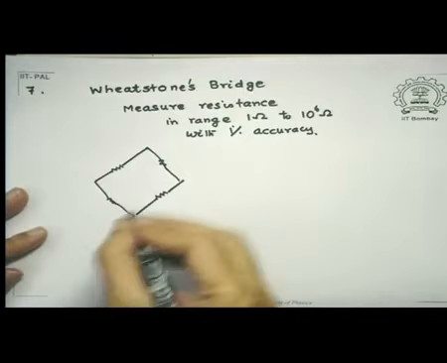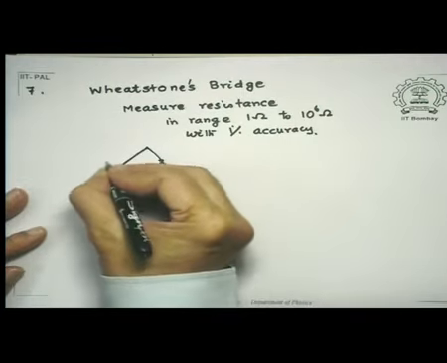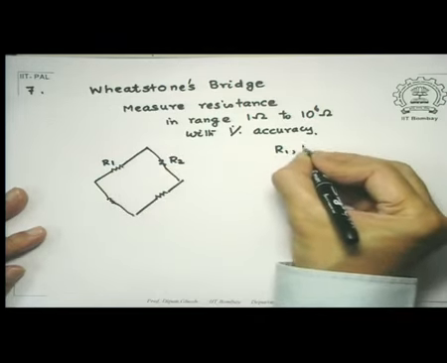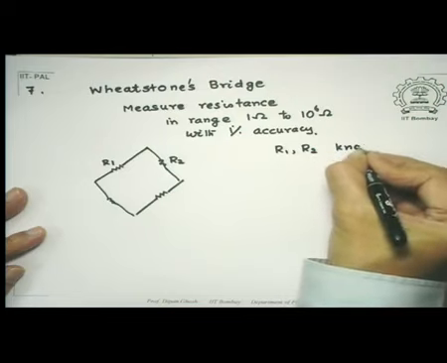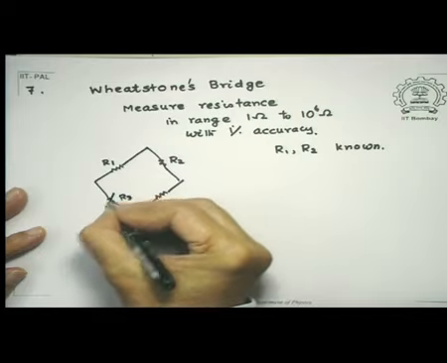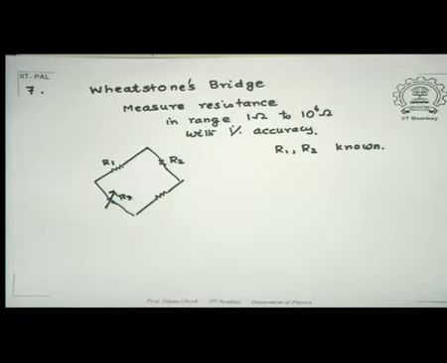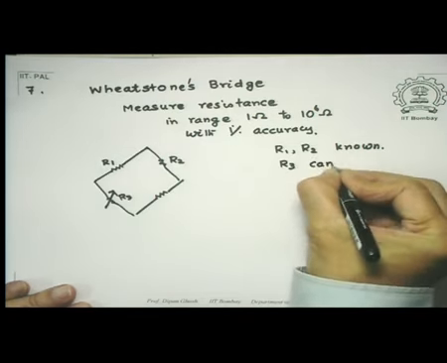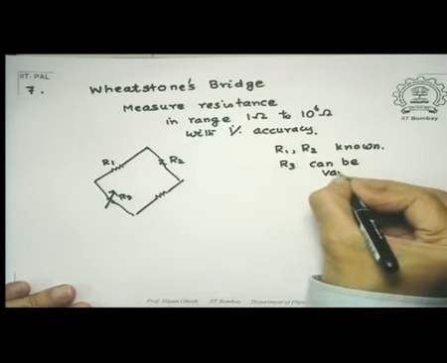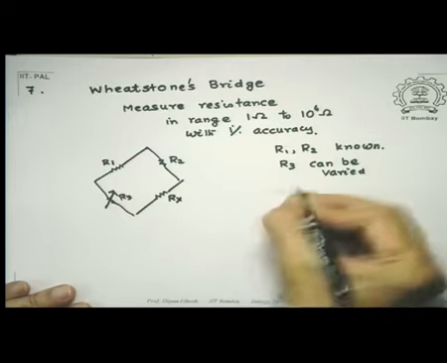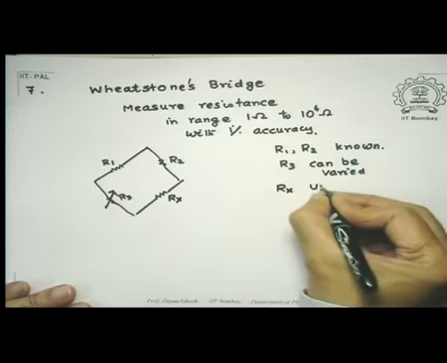So let us assume these two, R1 and R2, are given. So R1 and R2 are known resistances. Now R3 is a resistance which can be varied. There are sliders, variable resistances you can find. So R3 can be varied, known of course. And let me say Rx, this is the unknown resistance to be measured.